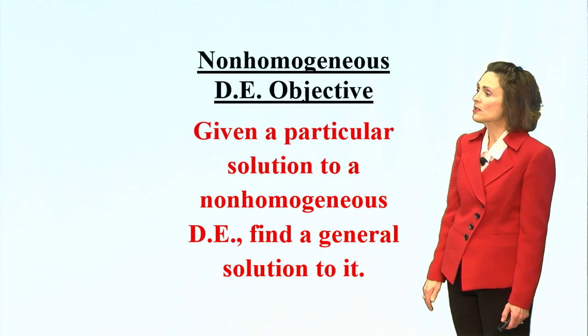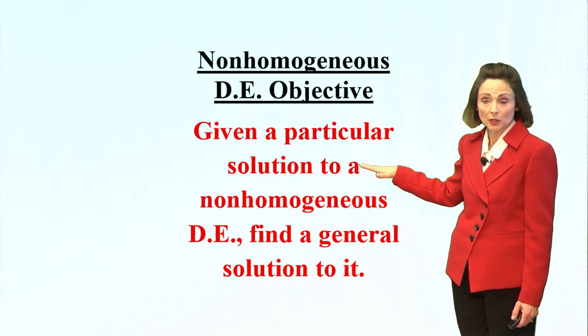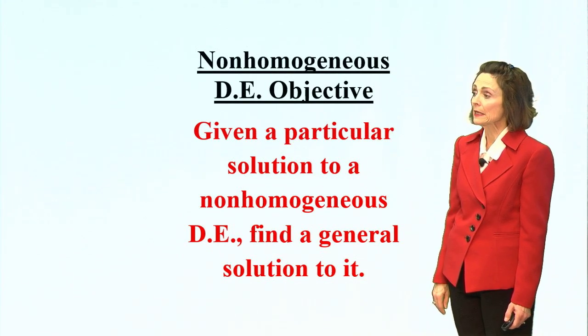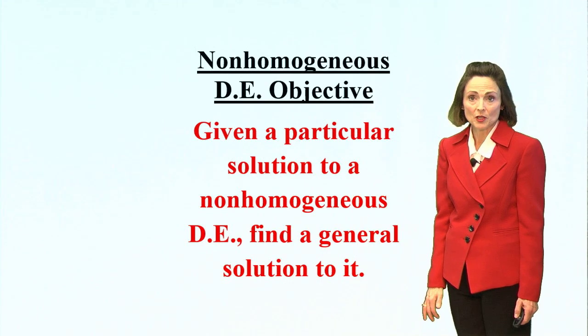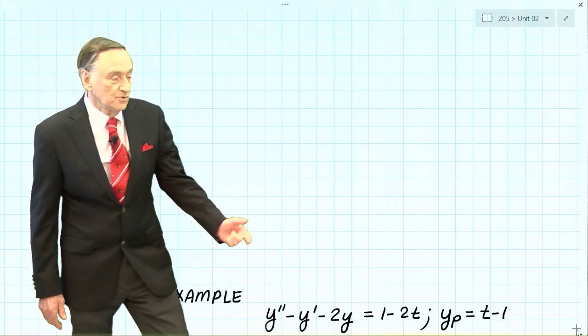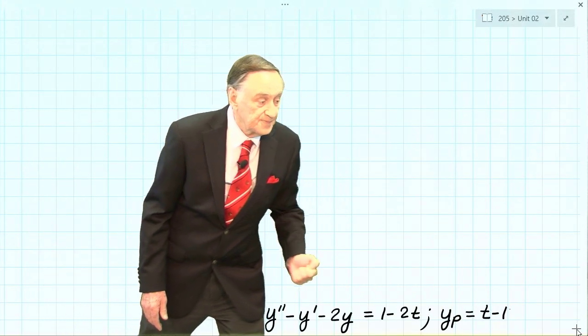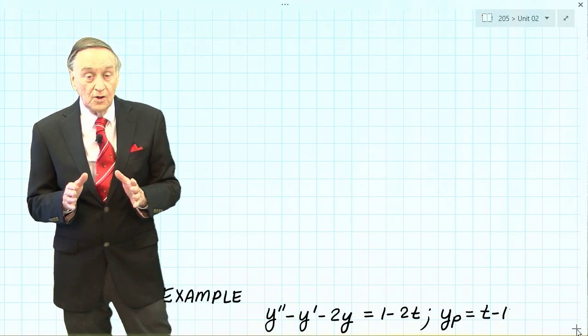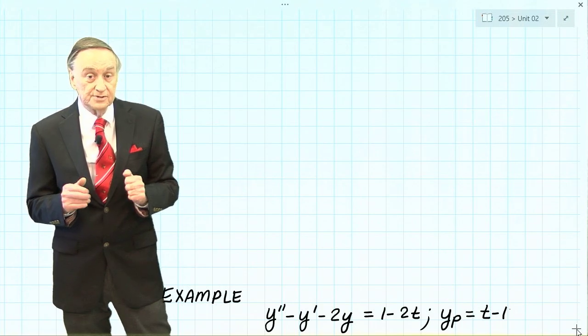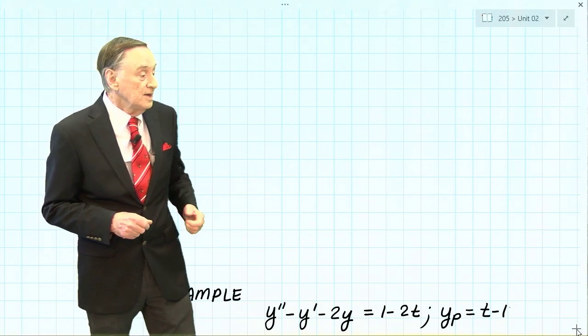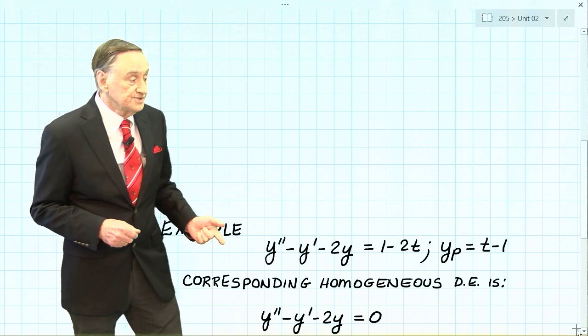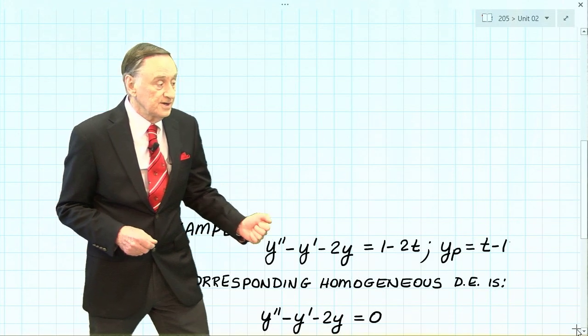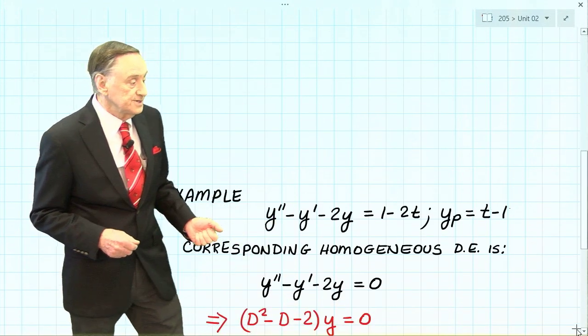Our objective asks us, if we are given a particular solution to a non-homogeneous DE, to find the general solution. Here we're given a particular solution of y sub p equal to t minus 1. Again, don't worry about where that came from. We're going to learn how to find particular solutions in the next objective. So what we want to do is find the solution to the corresponding homogeneous equation.